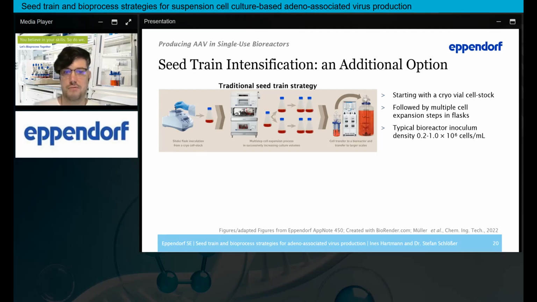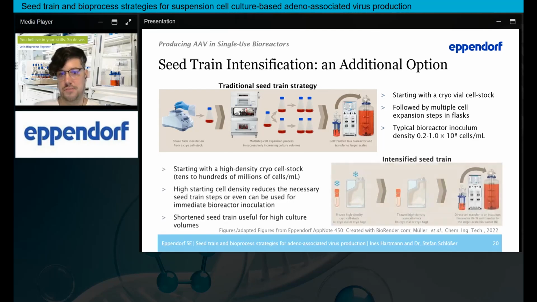On the top here, you have first the traditional seed train using shake flasks, where we usually start with the cryovial cell stock, which is followed by multiple expansion steps in flasks, as we described. And as Ines said, usually you end up with inoculum densities for your bioreactor between 0.2 and 1.0 times 10 to the 6 cells per milliliter. This is also the range which we will talk about later in our study.